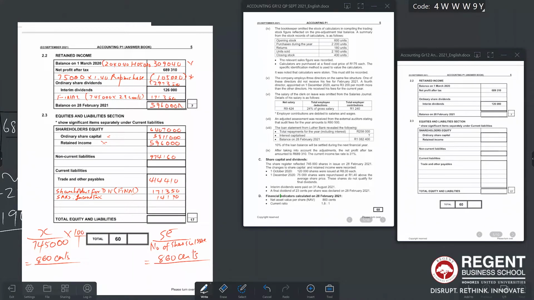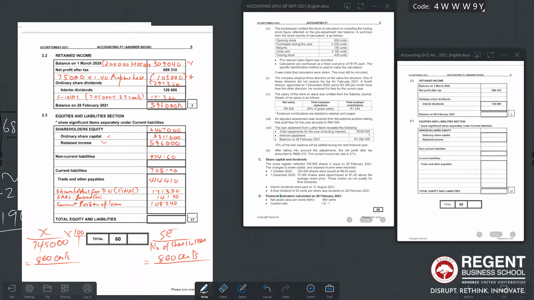And then we had the shareholders for dividends. We had SARS income tax. And then we had the current portion of loan. And the current portion, we worked it out to be 108,240. So I've got my current liabilities on the top, which came to 708,190 if I added. So that was your balance sheet part, that is the shareholders' equity and liability.